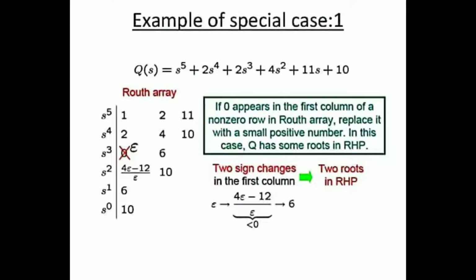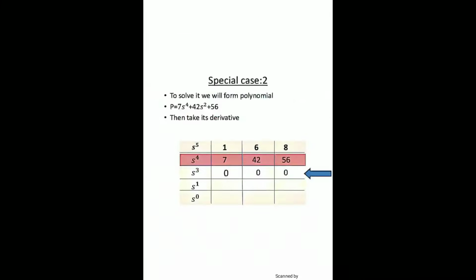So the 5 minus 2, the 3 poles are in the left half, but there are still 2 poles which are in the right half. That's why the system is an unstable system.